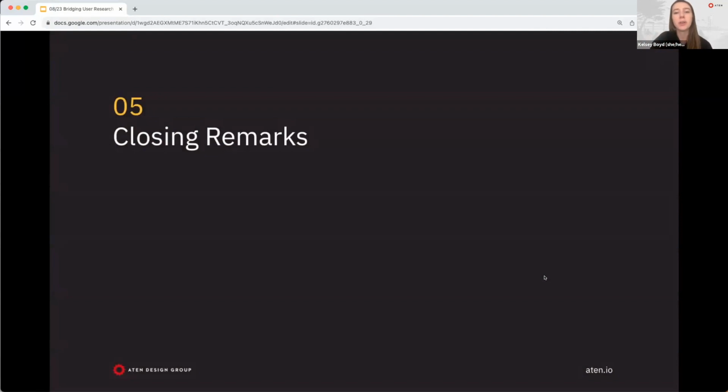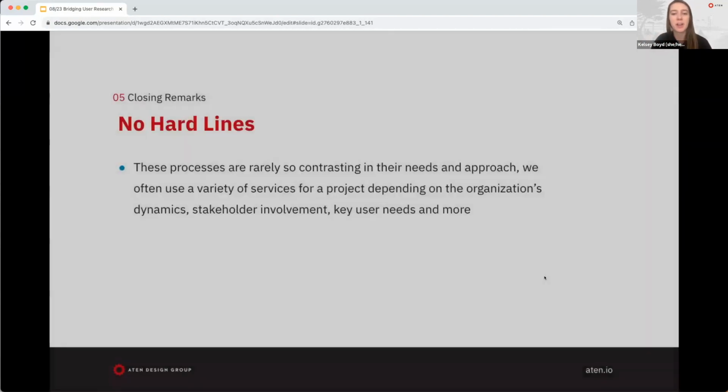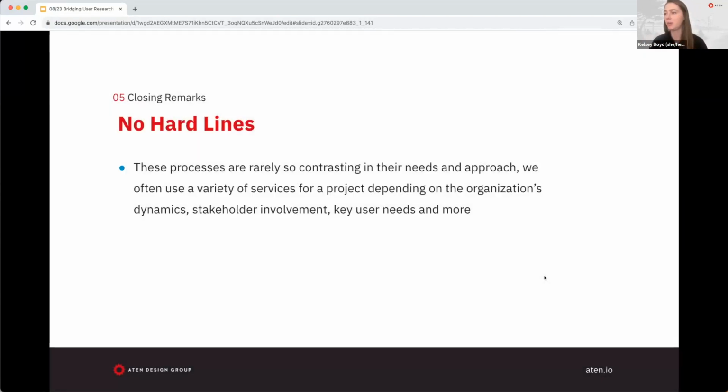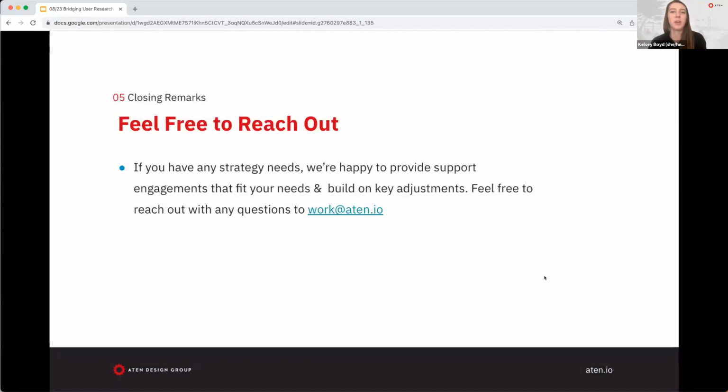So just to end on a few closing remarks, one, again, I really want to clarify that there are no hard lines between these. These processes are rarely so contrasting in their needs and approach. We are often using a variety of services for a project depending on the organization's dynamics, stakeholder involvement, key user needs, and more. And if you have any strategy needs, we're happy to provide support engagements that fit your needs and build on key adjustments. So please feel free to reach out.